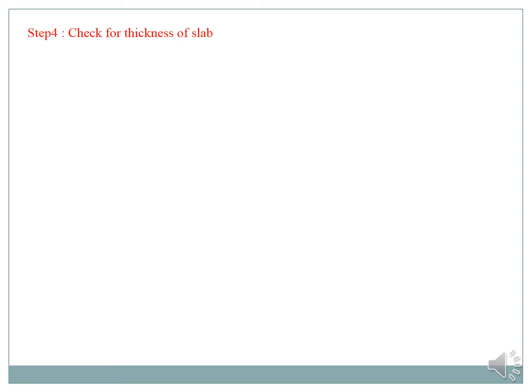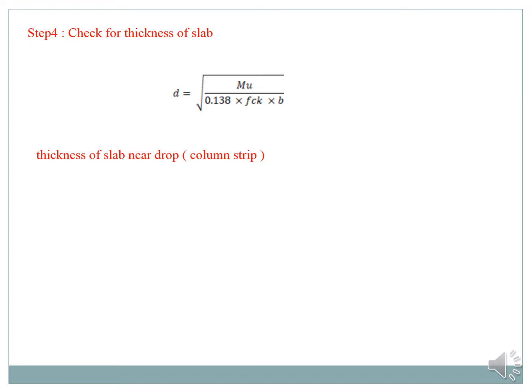So step number 4, check for thickness of slab. We know the formula: d is equal to root of Mu by 0.138 fck into b. Thickness of slab near drop, column strip: d is equal to the moment value 146 into 10^6 by 0.138 into 20 into 3000, which is equal to 133 mm.